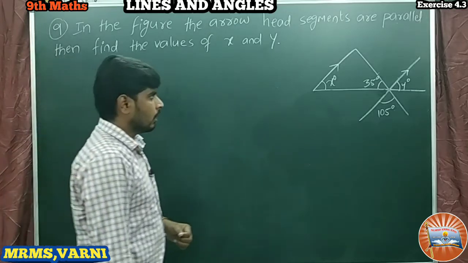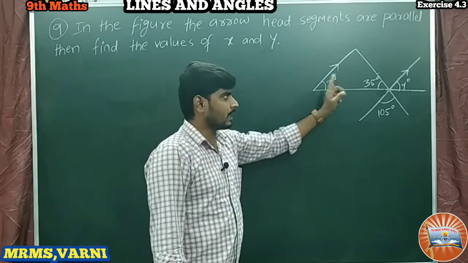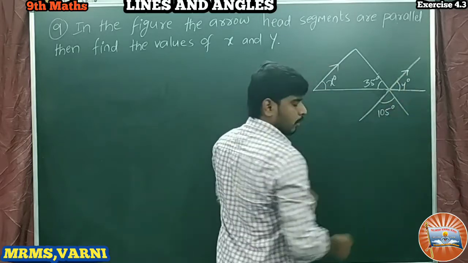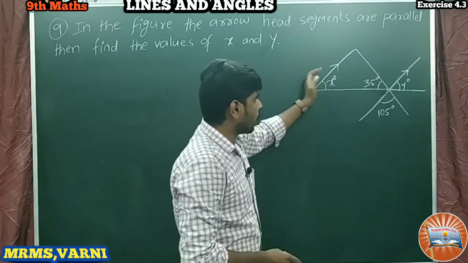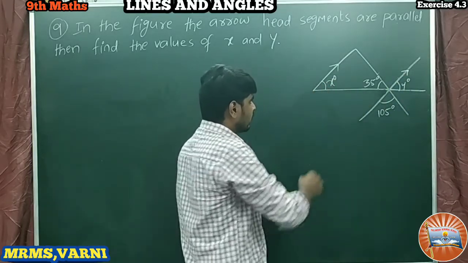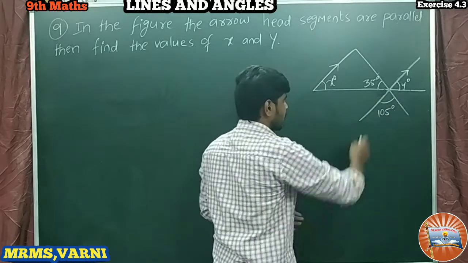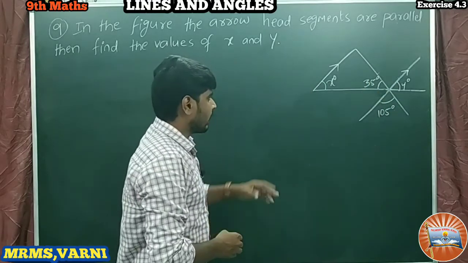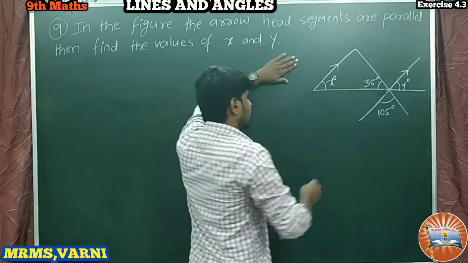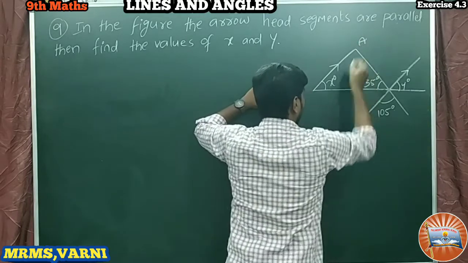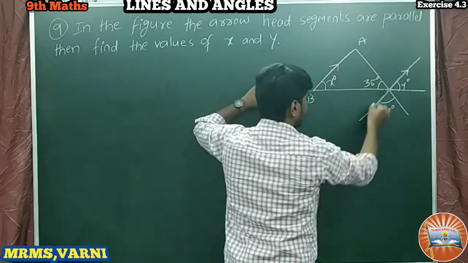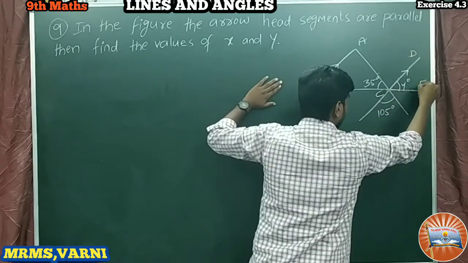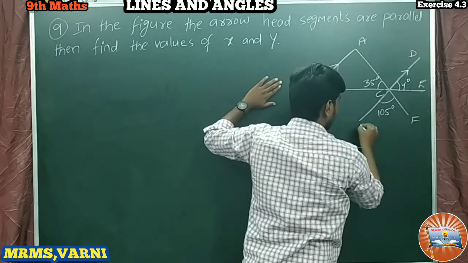So here with the given figure we have to find the x and y values, and given these arrow line segments are parallel. If these two are parallel lines, this is a transversal as well as this is also a transversal. For my convenience I am taking names here. Let us consider A, B, it is C, and D, E, F, G.